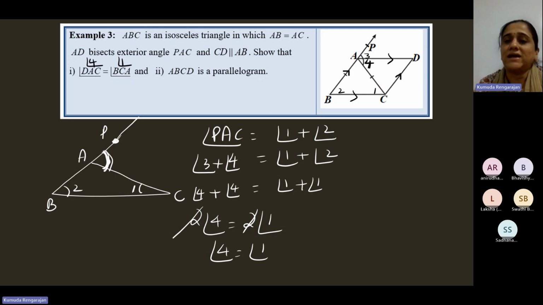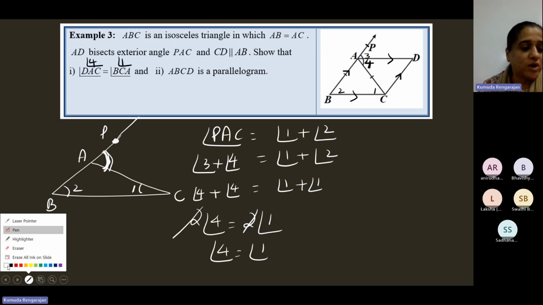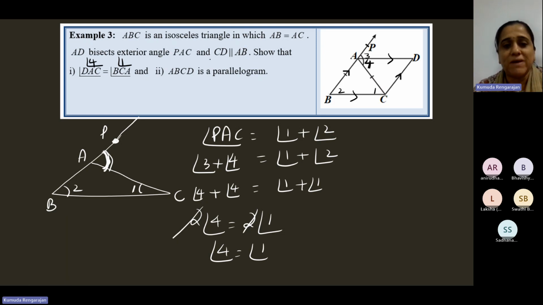Next, ABCD is a parallelogram. We have to prove that ABCD is a parallelogram. See, we are already given one piece of information: CD is parallel to AB is already given. So if you prove that this is parallel to this, done. In a quadrilateral, if both the pairs of opposite sides are parallel, it's a parallelogram.